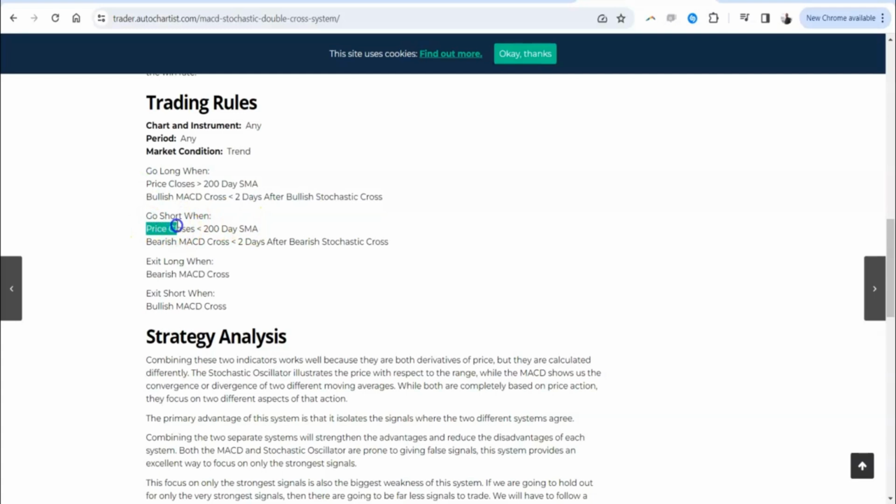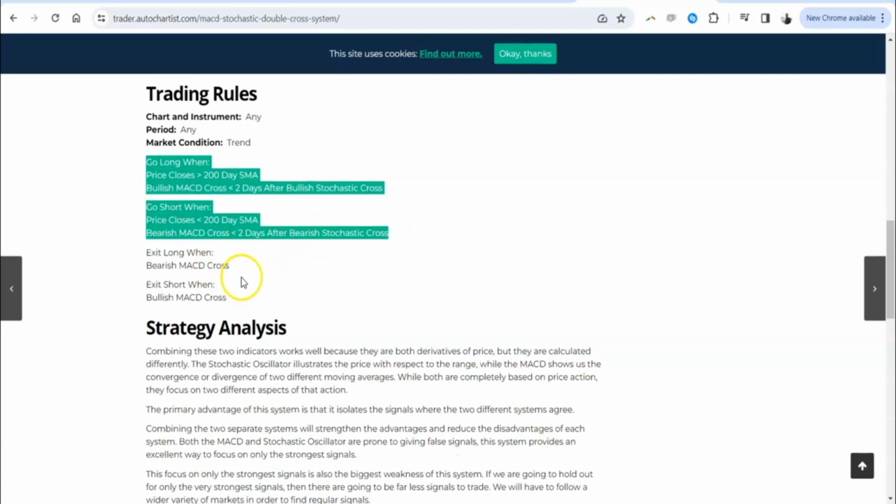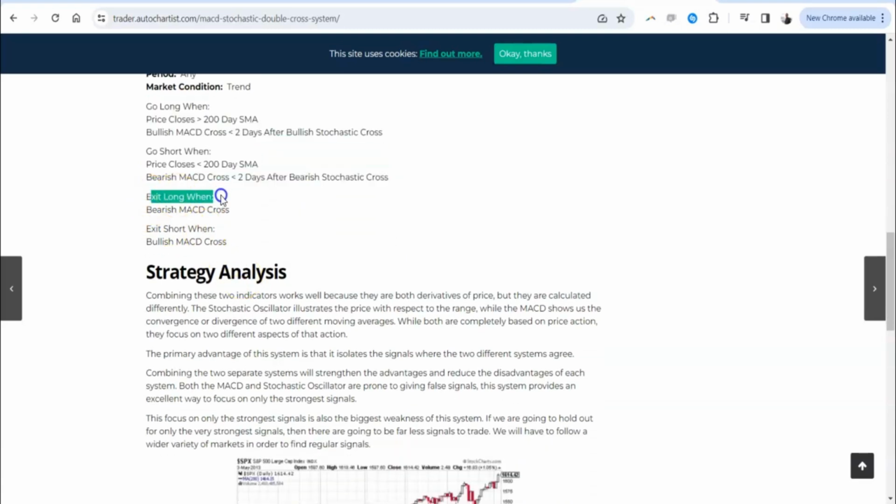We first have to determine that there is a bearish trend, and that is done by comparing the closing price with the 200-day simple moving average. If it is less than that, then we say that it's a bearish trend. And then we check for the bearish stochastic cross, and that has to happen first. And within 2 periods of that, the bearish MACD cross should take place as well. So fairly simple trade entry rules, and the trade exit rules are also fairly straightforward. We exit long when a bearish MACD cross happens, and we exit short when a bullish MACD cross happens.